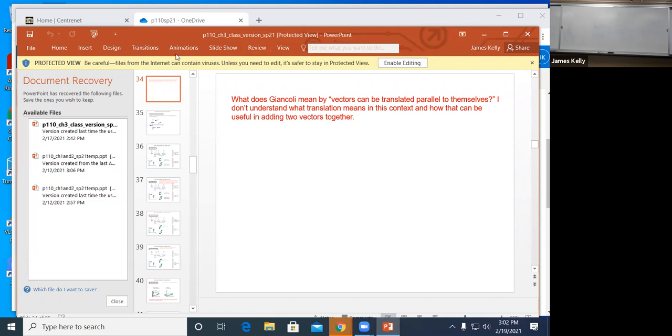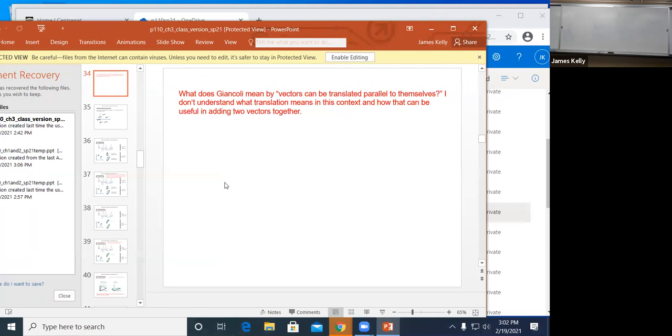Slideshow mode and just get going here. Okay.